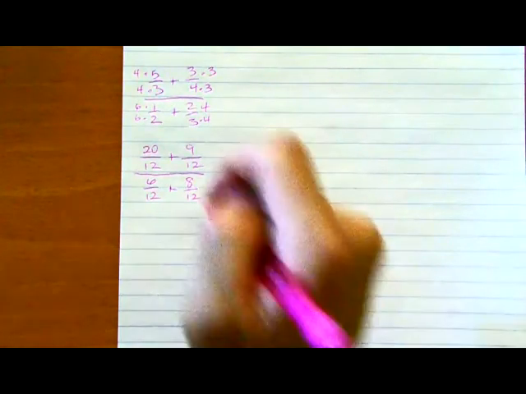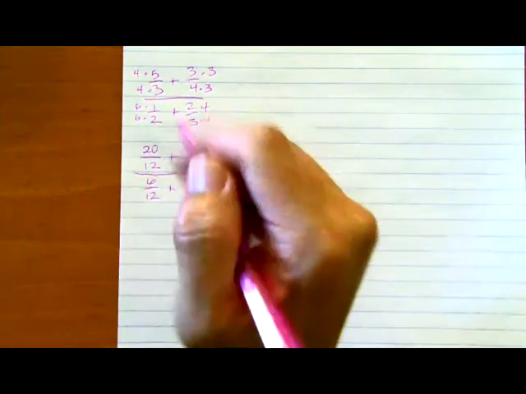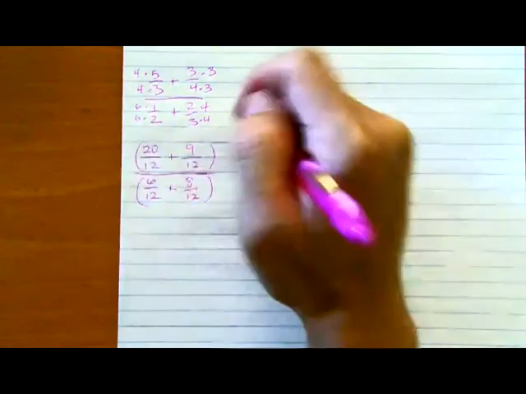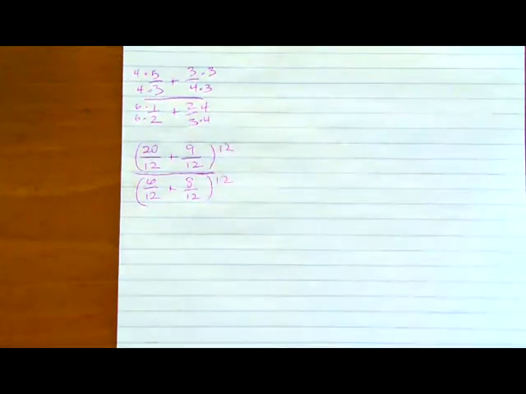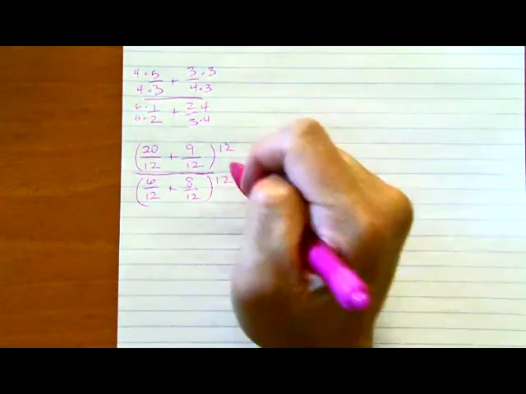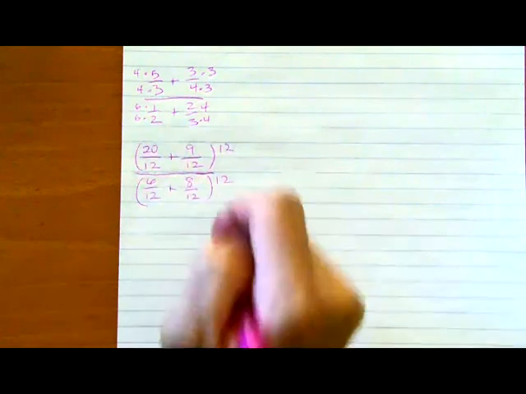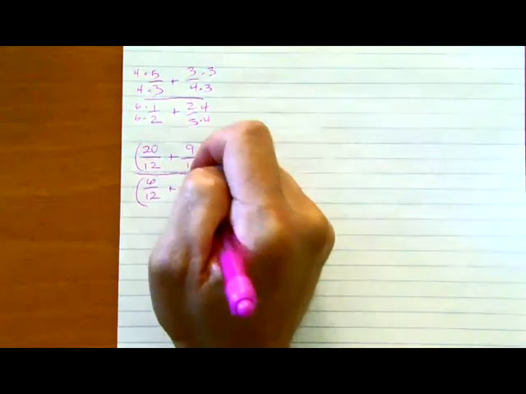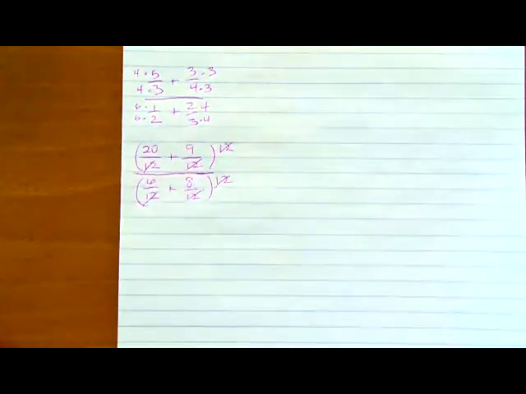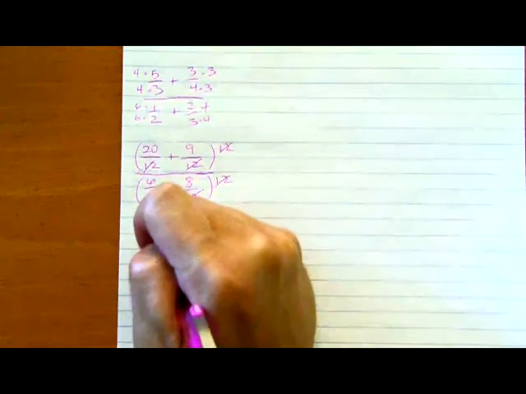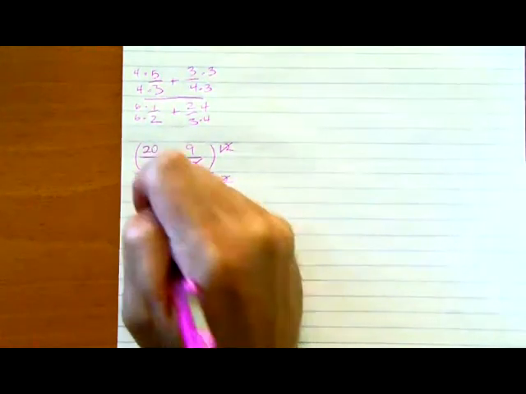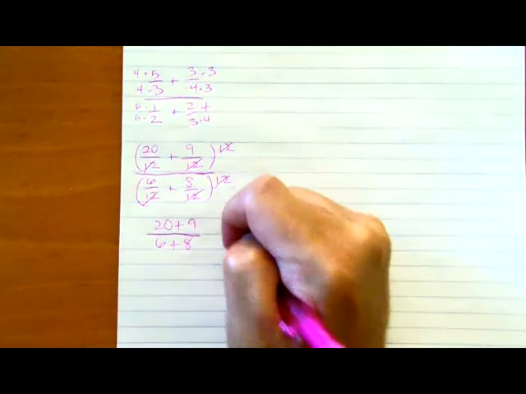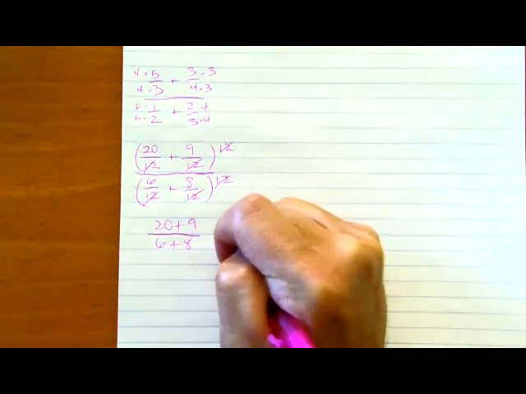So far so good? Now, all the denominators match, so I multiply the top and the bottom by 12. Yeah, balance, just like before. We multiply the top, we multiply the bottom. This 12 applies to all the numerators, but really, it's canceling out the denominators. Okay, in which case, now I have 20 plus 9 over 6 plus 8. This will give me 29 over 14.